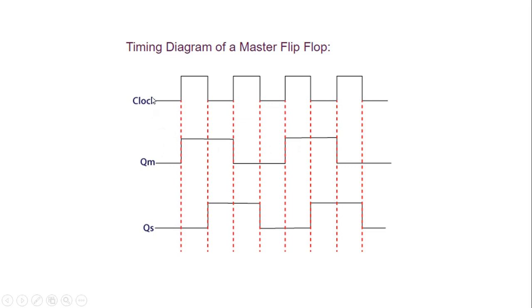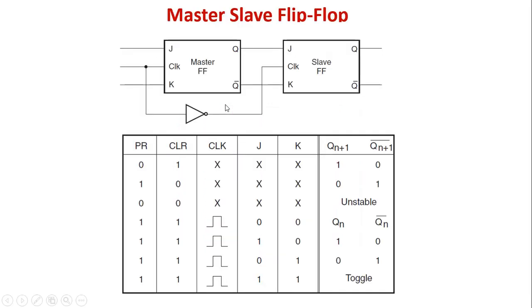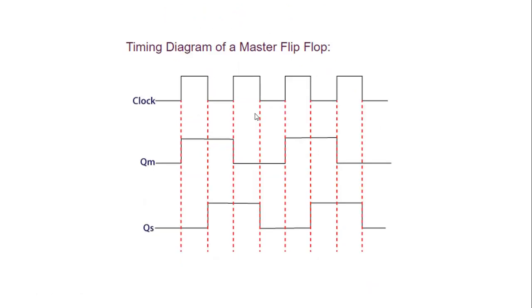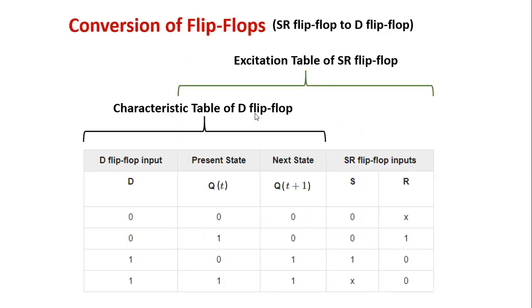So in this way it will work. Overall, this is the clock, this is the final output. You can see that at the negative edge of the clock only the output is toggling. When you are connecting the slave with the negative level, that means you are working on negative edge trigger. So this way, through the master slave flip flop, you can remove your race around condition.